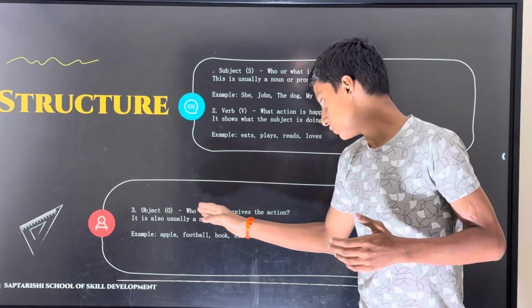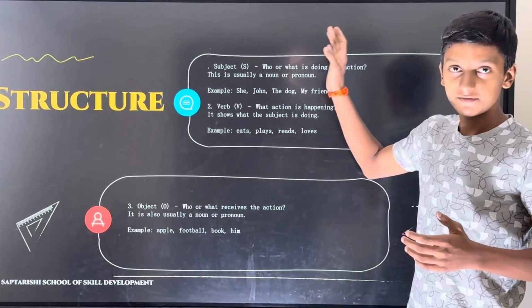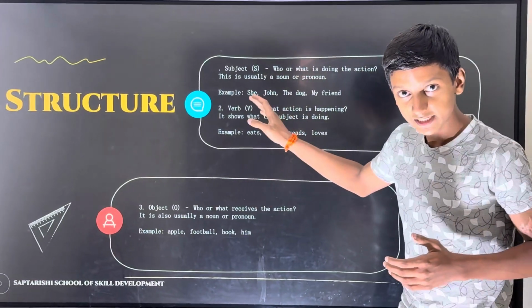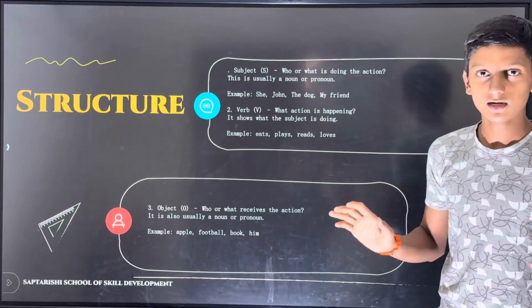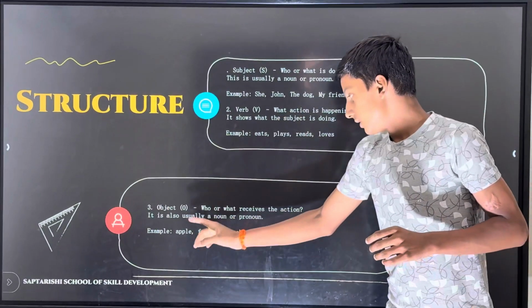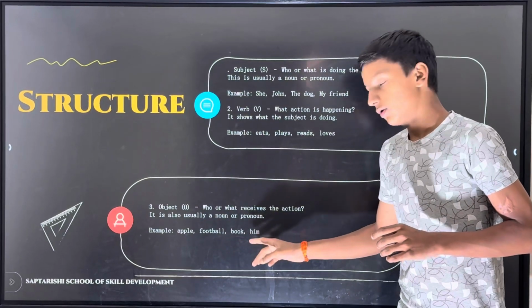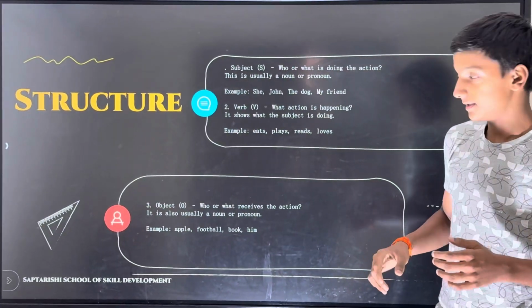It is also usually a noun or pronoun. So we know that a subject and an object are basically a noun or a pronoun. Example: apple, football, book, hymn. Many examples are there.